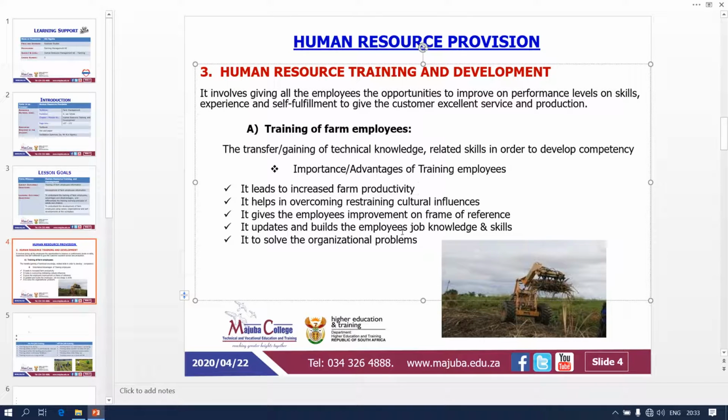So if this is training, this will increase farm productivity, in terms of how he uses it or loads the sugar cane. Overcome restraining cultural influences, like thinking, hey, driving this is difficult. No, you just hold it there, you put it there, right? Improve frame of reference. You know that when you were young, you used to see this, but now you are using it. It also improves your job skills and knowledge. Now, instead of using your own hands to load on the truck, you can use this particular machine.